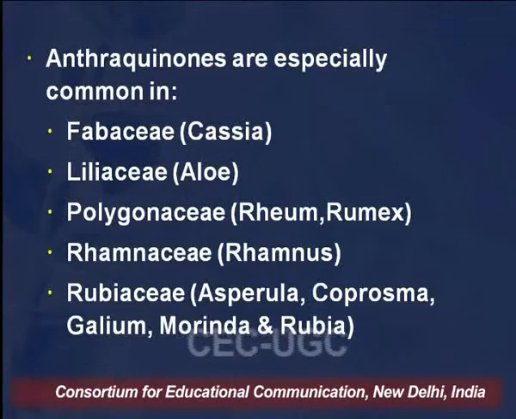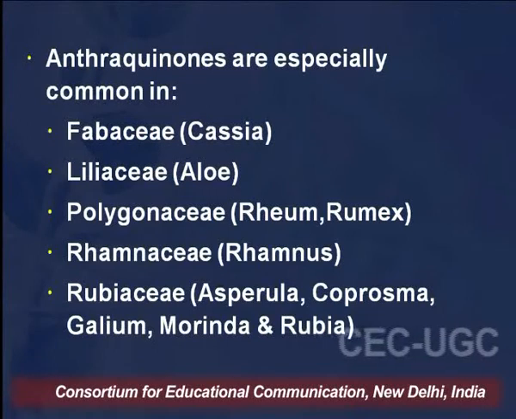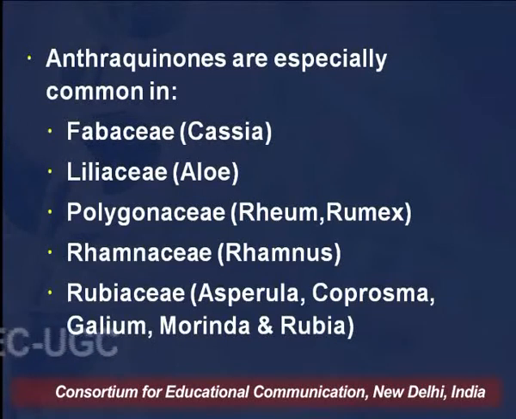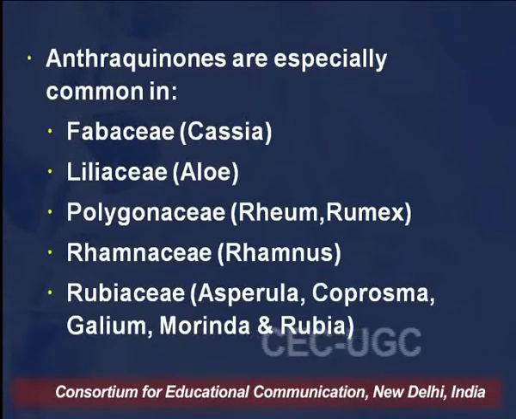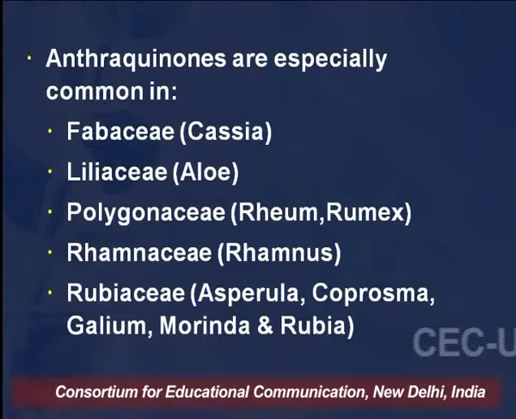Now, you will find these anthraquinone glycosides distributed in a limited number of families, and the most common example of a family having members containing anthraquinone glycosides is Fabaceae, wherein you will find anthraquinone glycosides present in different species belonging to the genus Cassia, and Senna is one of the most common examples.